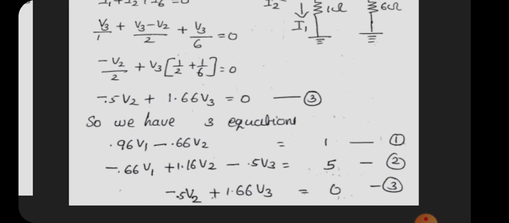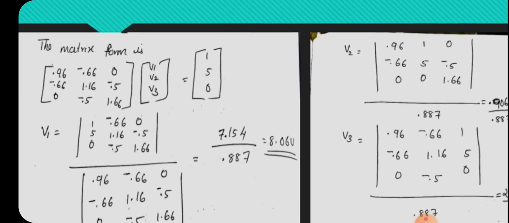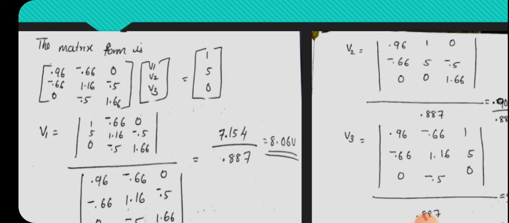So first of all, we have to write the matrix representation by taking the coefficients of every equation. In the first column we will write the V1 coefficient, in the second column the V2 coefficient, and in the third column the V3 coefficient. Okay. So we can write the matrix form like this: 0.96, minus 0.66. This is the coefficient matrix. Next we write the matrix V1, V2, V3, and next equal to 150.